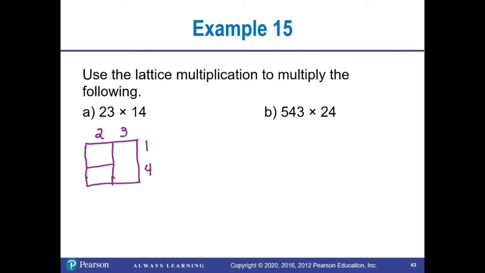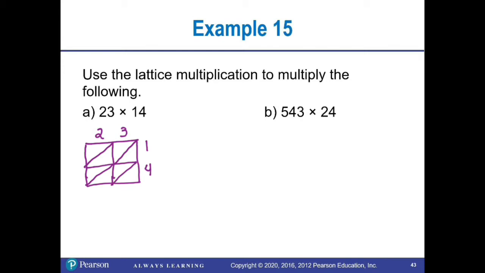Write 23 across the top and 14 down the right side. Notice that I've made columns under the 2 and the 3, and I've made rows with the 1 and the 4. I draw a diagonal from the top right to the bottom left of every box.